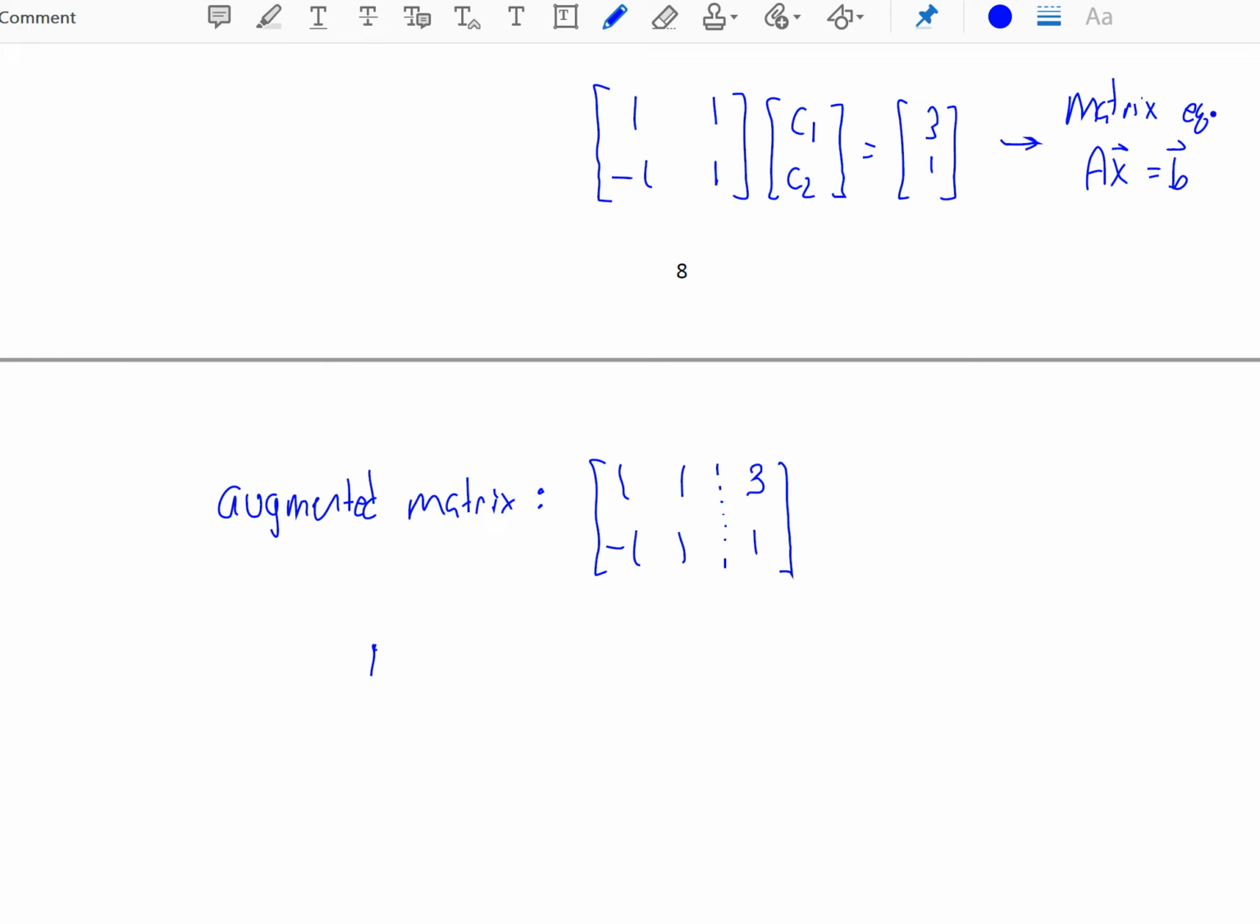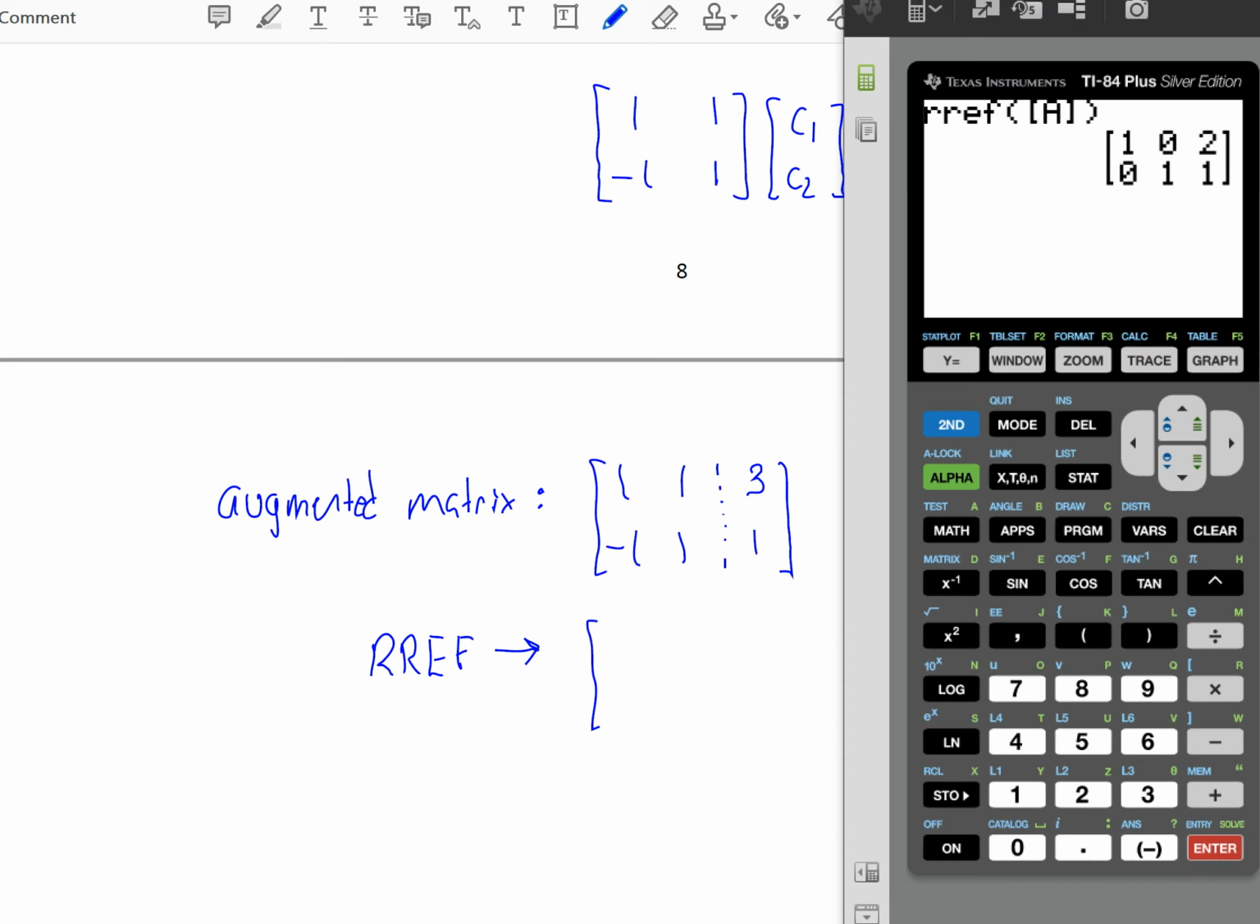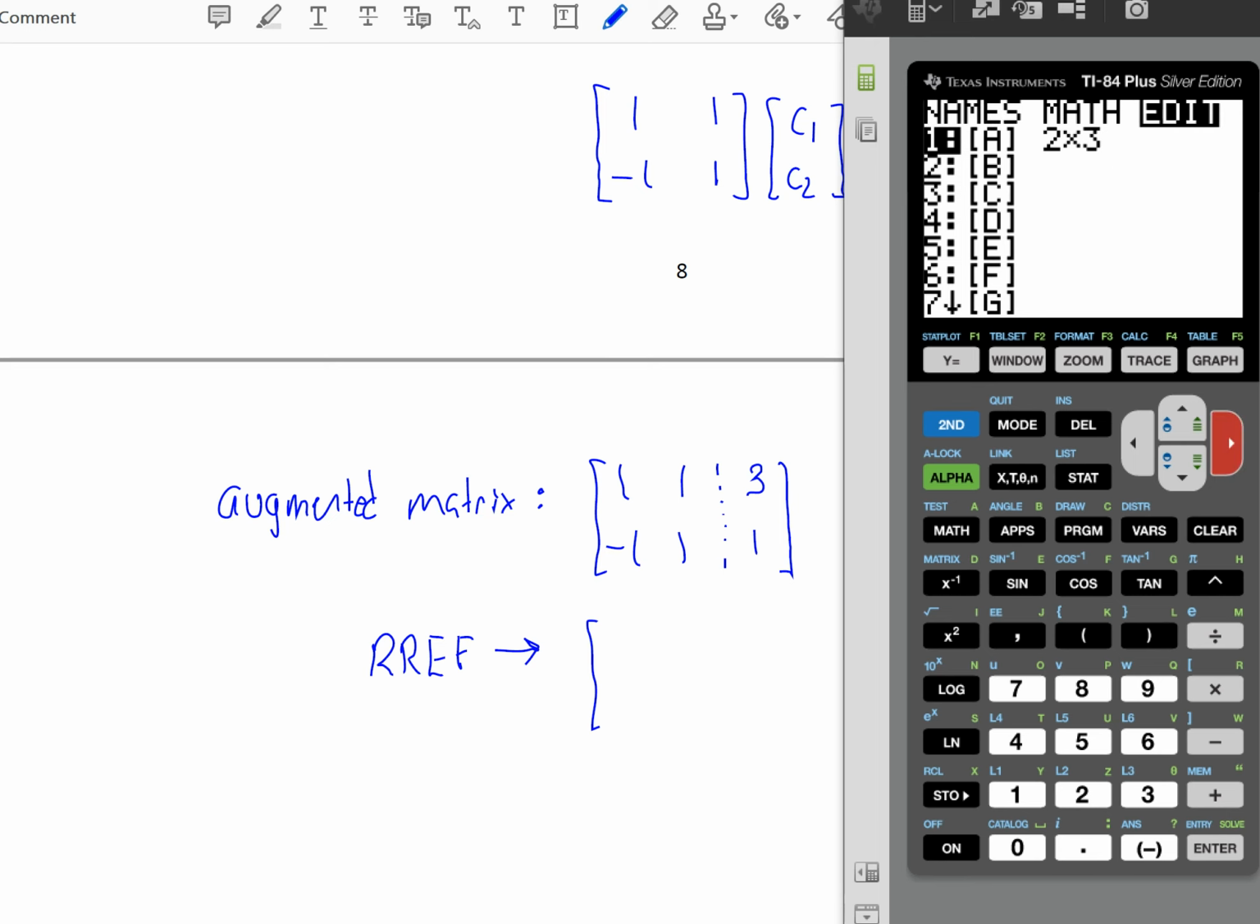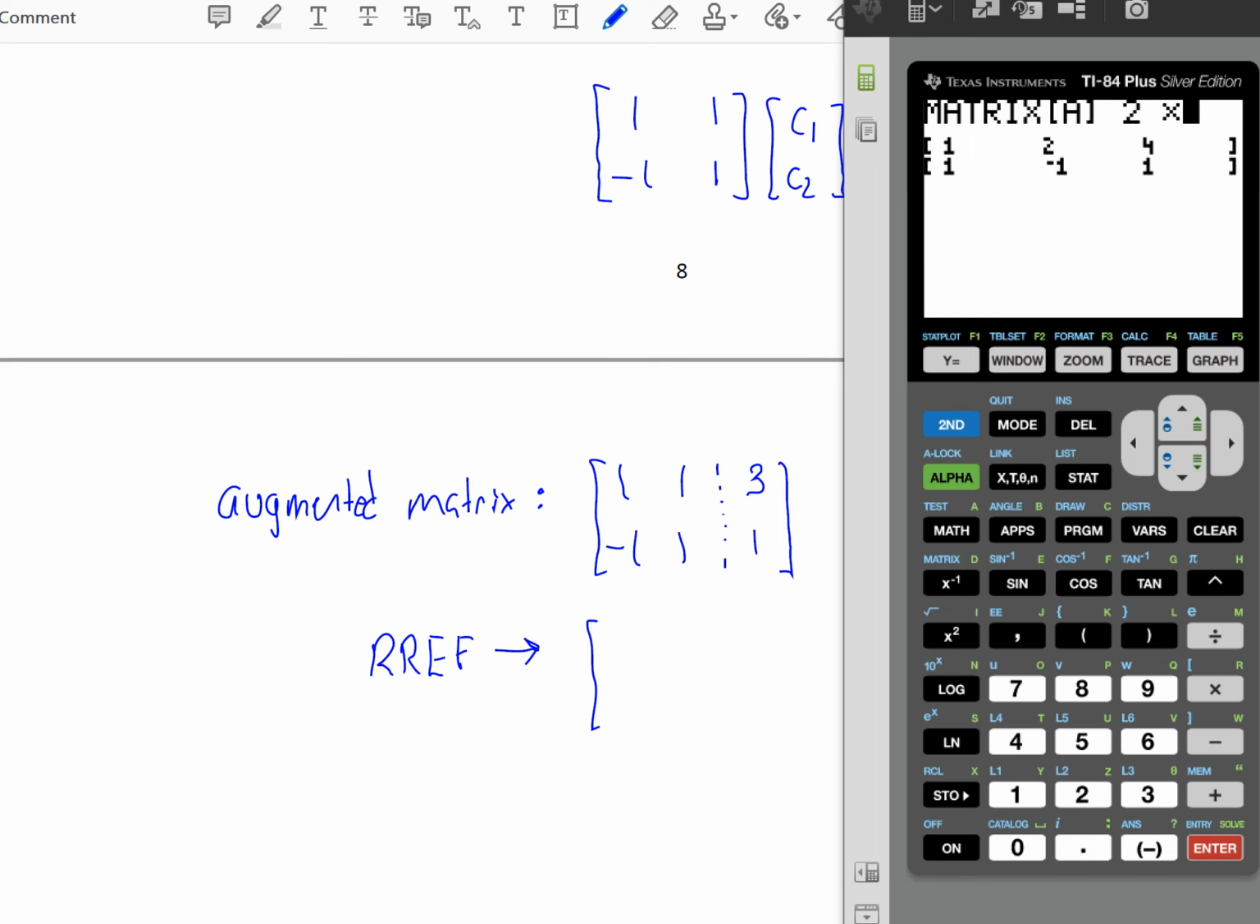And then we'll ask our calculator to rewrite this in RREF form for us. So if you have your calculator, grab that. And let's enter in our augmented matrix. Under the edit menu, let's enter our matrix 1, 1, 3, negative 1, 1, 1.